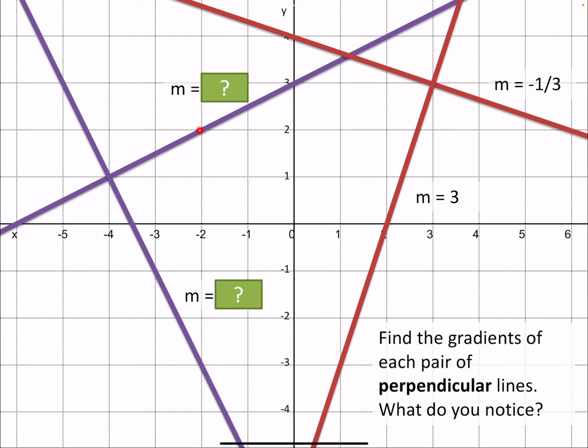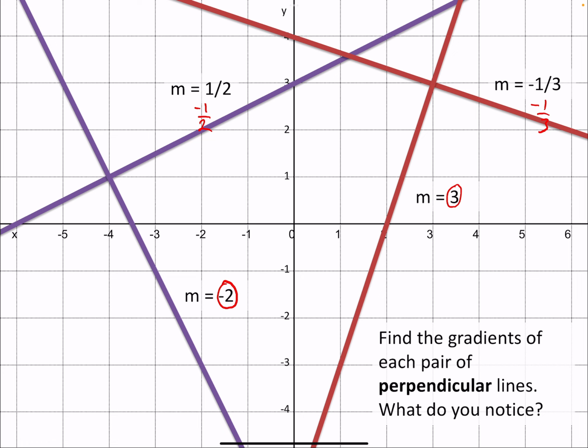Purple line over here, I'm going to go across 1, I'm going to go up a half, so that has a gradient of a half. And then this one over here, let's start here, go across 1, and I go down 2. So look, you might be able to see a pattern here, you might not. But look, if one of them is 3, the other one is minus 1 over 3. And over here, if one is minus 2, the other one in here is minus 1 over 2.